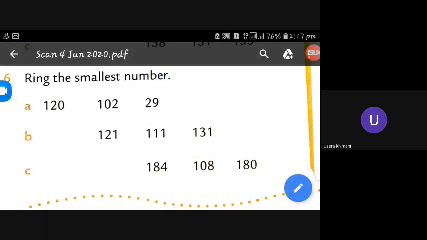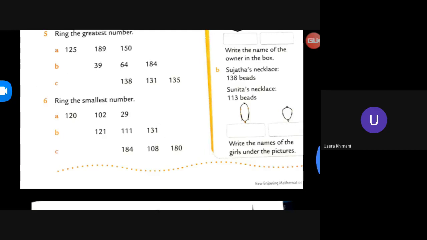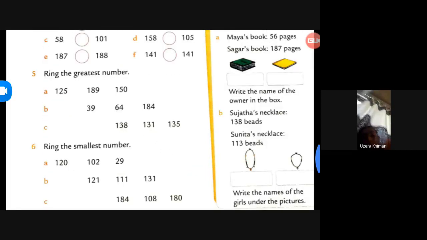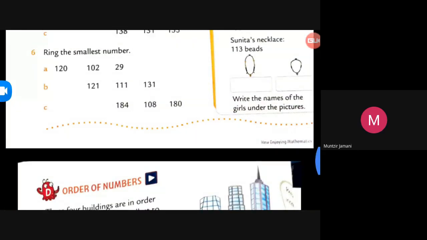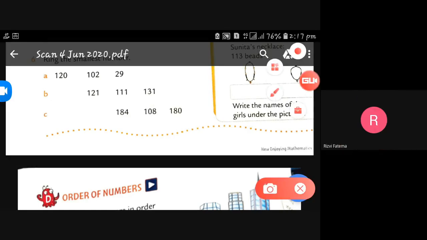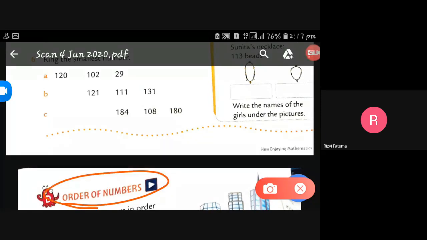Okay. What is the next? Do you remember what will be the next topic? Anybody? See this. No, you can see here. This one. See. I have written the topic name. Yes, beta, tell me. What is it?